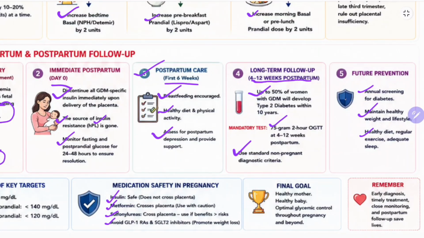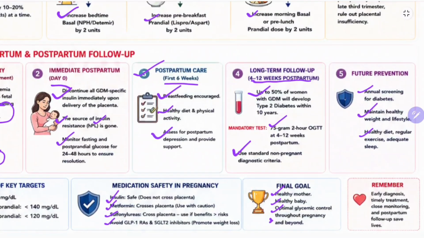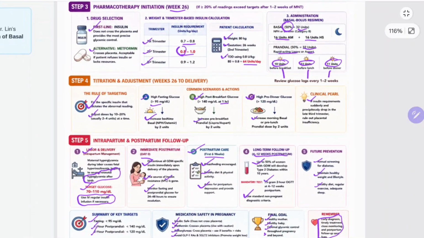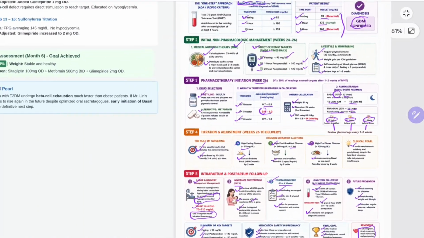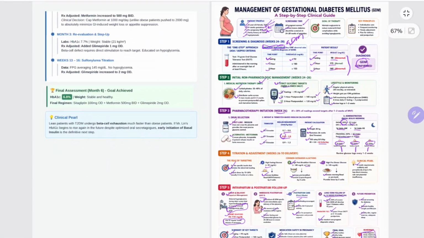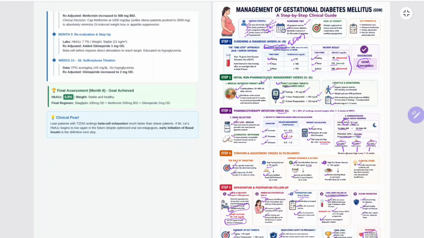Avoid GLP-1 receptor agonists and SGLT2 inhibitors because they promote weight loss. Final goal: healthy mother, healthy baby, optimal glycemic control throughout pregnancy and beyond. Remember, early diagnosis, timely treatment, close monitoring, and postpartum follow-up save lives. So every pregnant lady who has a family history of type 2 diabetes mellitus, and as a universal rule, in the second trimester should be screened for diabetes, ideally with OGTT.